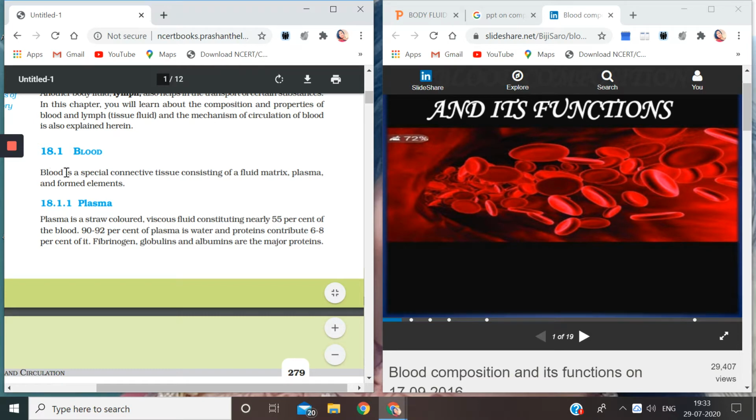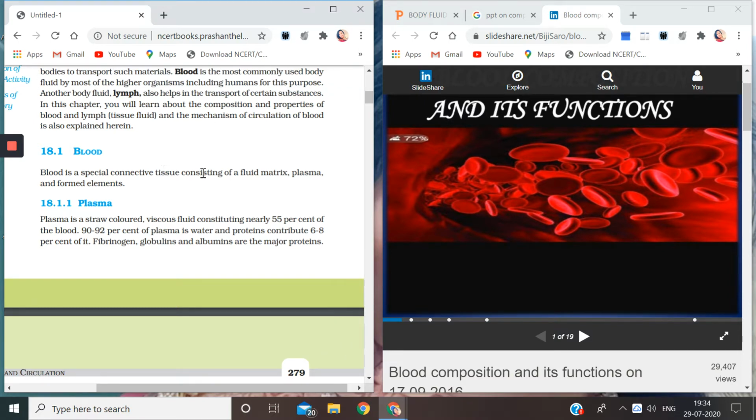Now children, blood is a special connective tissue consisting of a fluid matrix. Okay, now please pay attention that blood is a type of connective tissue, but it is a fluid connective tissue. Why fluid? Because it flows, it is liquid. So the matrix of the blood is fluid, and that matrix is actually composed of a combination of plasma and the formed elements. Formed element means the solid elements.